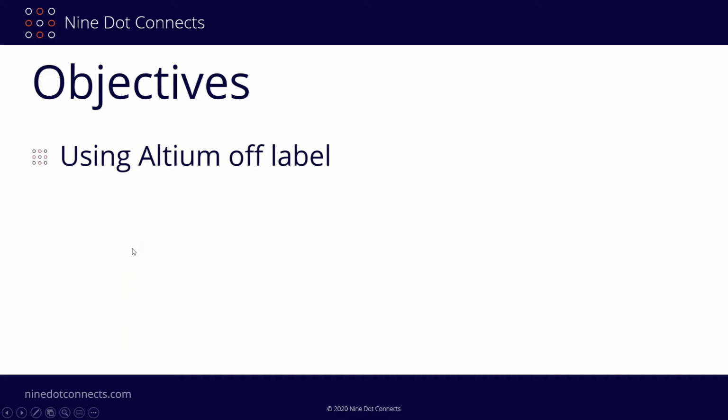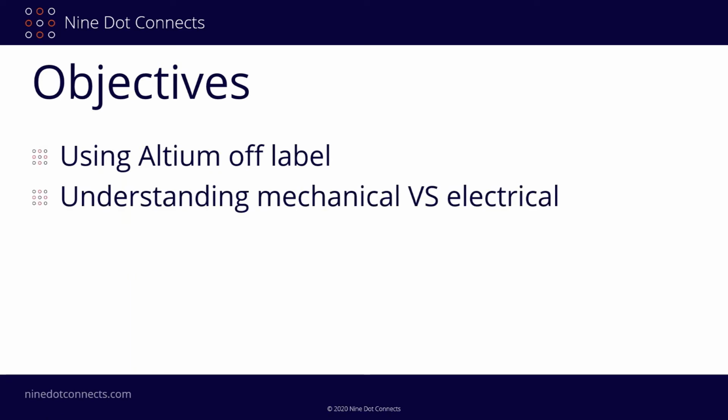Number one, we're going to talk about using Altium off-label. What does it mean by using Altium off-label? We'll understand that a little bit better. This is a big thing, understanding the mechanical versus the electrical. Why is that? Because if you ever try to do this on your own, you may have stumbled, and that is because we mixed the two together. Ultimately, it took me 3 times to try to figure this out, and the 3rd time I realized we cannot mix the two. We really have to treat stuff as mechanical, electrical, or both. And you'll get a better understanding of that as we go along.